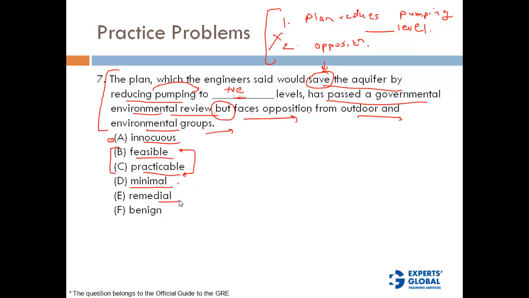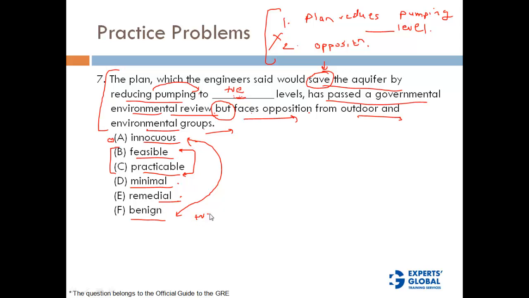Remedial again would say that there is some problem with the aquifer right now, and we are planning to come out with a plan that will remedy the pumping issue. So we don't really have that much information here. Benign. Now benign means again very soft, not harmful kind of a way, and it goes well with innocuous.